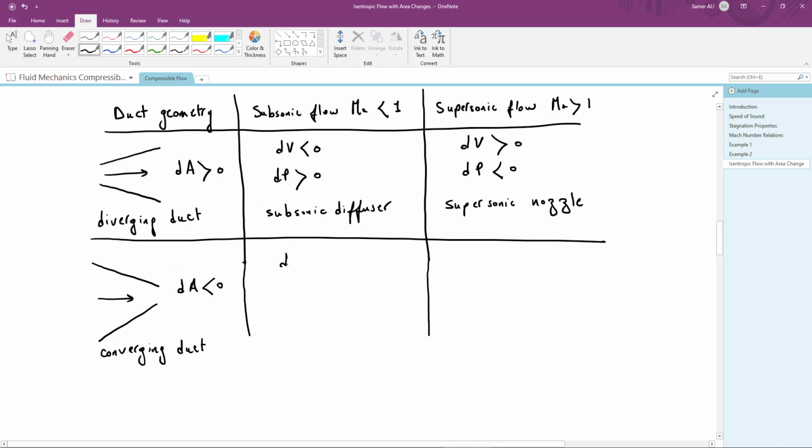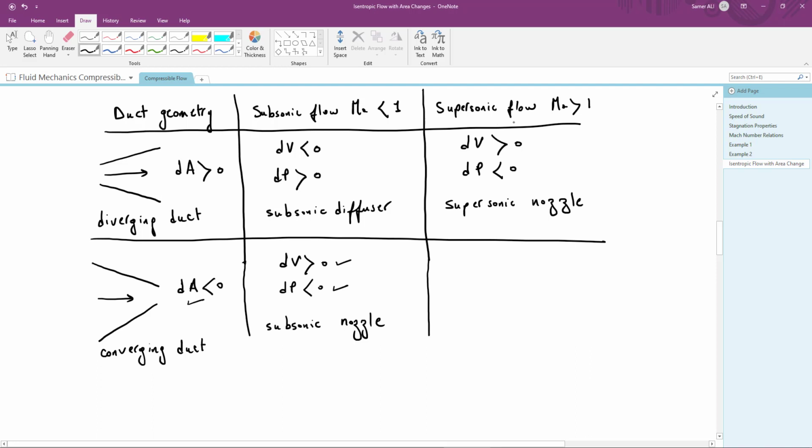So if dA is negative, dV will be positive, and we said that dP will be opposite to dV. So if dV is positive, dP is negative. And we read it like this. When the cross-sectional area decreases, the velocity will increase and the pressure will decrease. So this is in the case of subsonic flow. So now since dV is positive, we have acceleration. We call this converging duct, in the case of subsonic flow, a subsonic nozzle, since we have acceleration or an increase in the velocity.